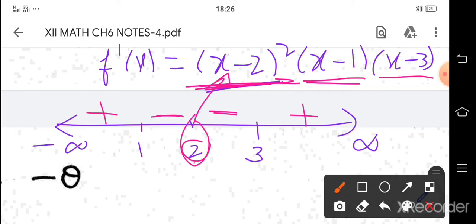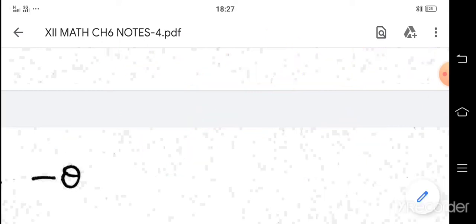But if the square is not there, that time we write plus, minus, plus alternately. When a square is there, at that point the right side and left side will have the same sign. That is the wavy curve method. Okay.